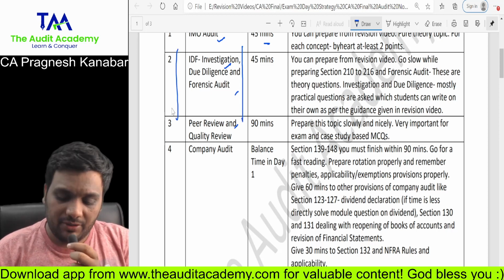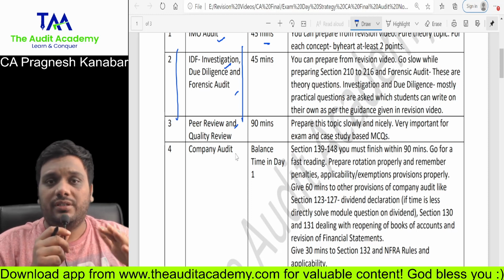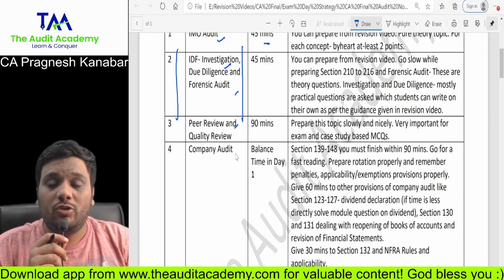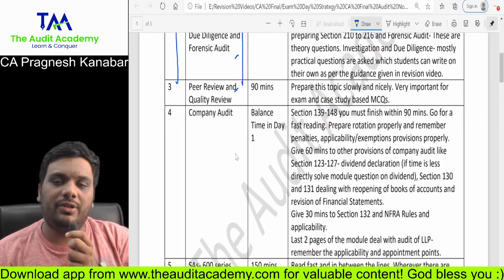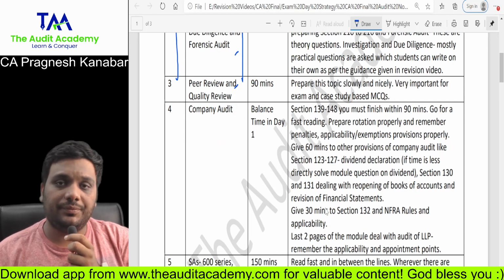But around 3 hours is utilized over here, and the balance time you can give for company audit, because you will be very near to your bedtime and sleep will be coming a little. So you will be in a very good position to finish off company audit, and whatever is important and where you have to focus, that I have given over here.